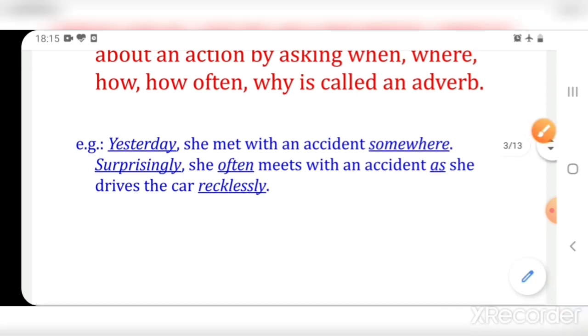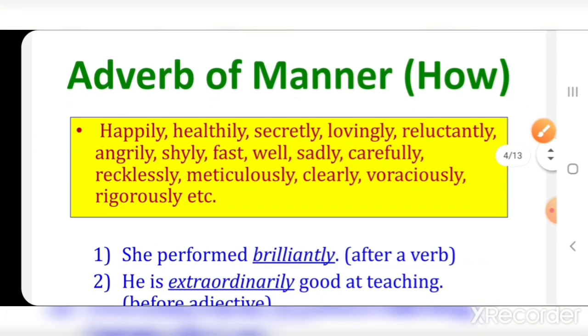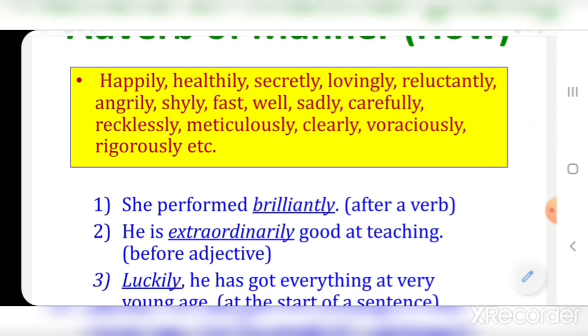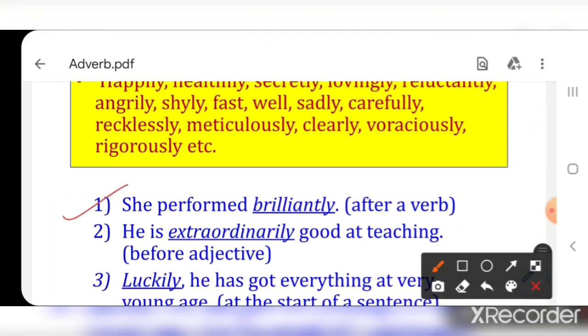Okay, now let's move on to the types of adverbs. First type is adverb of manner. So let's learn the first example. She performed brilliantly. An action is performed, and the word brilliantly is describing how that action was performed.